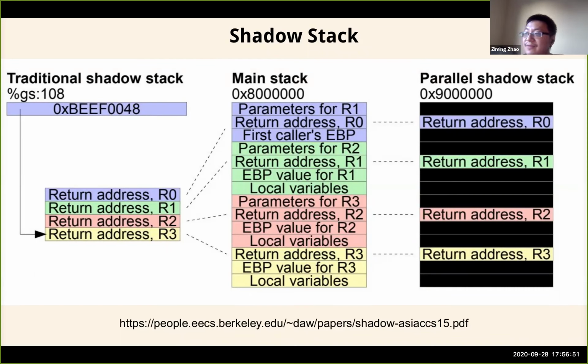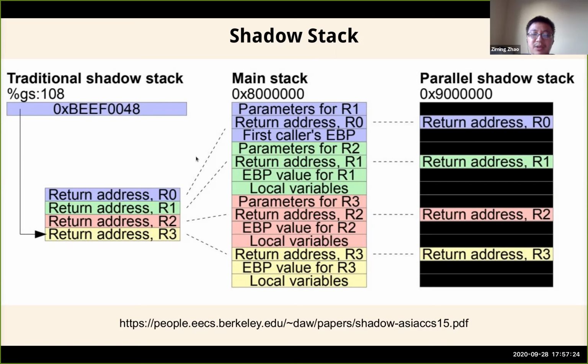As shown on the left-hand side of this figure, we are using something called GS here. GS is another general register, and we will talk about this later when we talk about canaries. So right now you just treat this as a memory location. At this memory location, we assume it is safe. We will save all the return addresses, saving another copy of each of them.